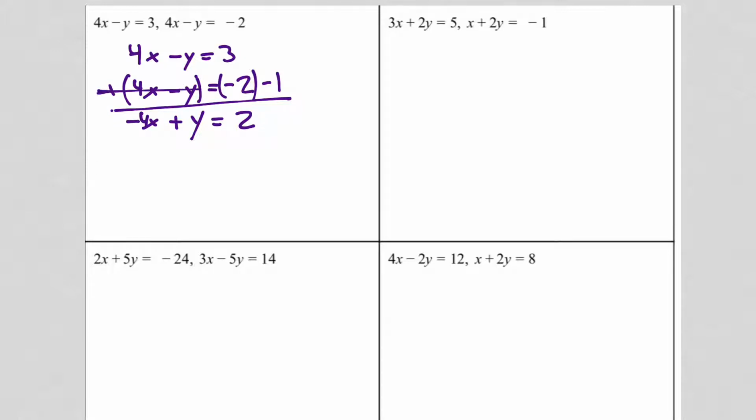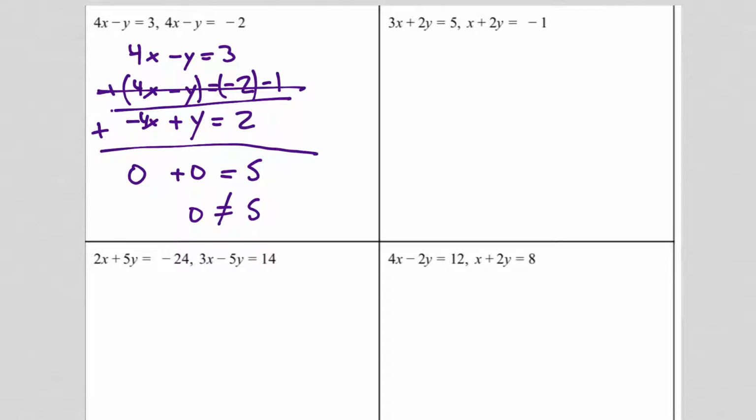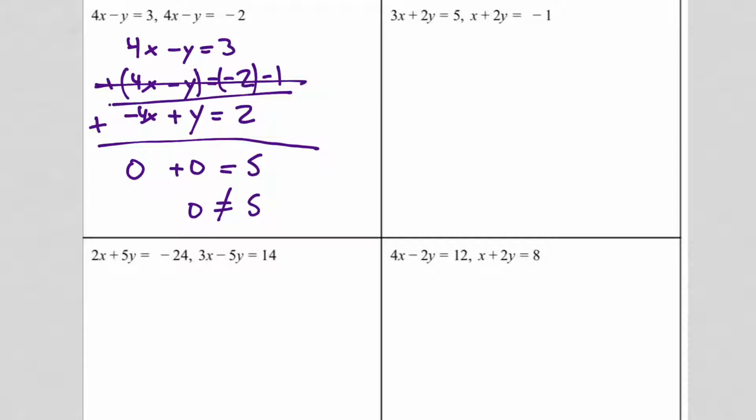And now that I've done that, I can now add these two things together. Positive 4, negative 4, 0. Negative y, positive y, 0. 3 plus 2 is 5. So 0 is equal to 5. This statement, though, isn't true, right? It's not true. So that means that this particular linear system has no solution.